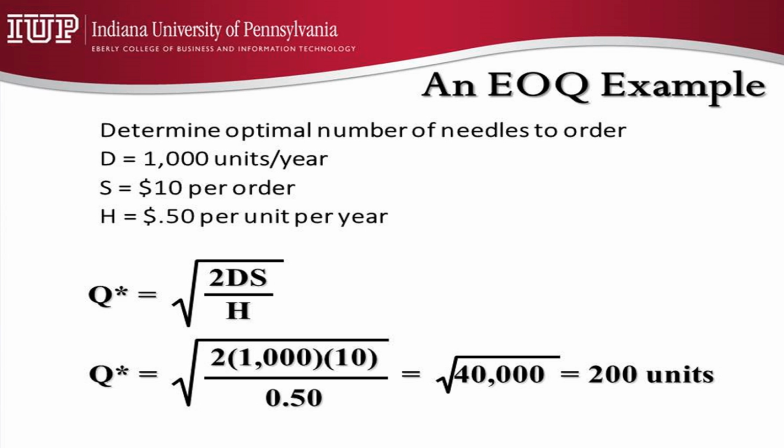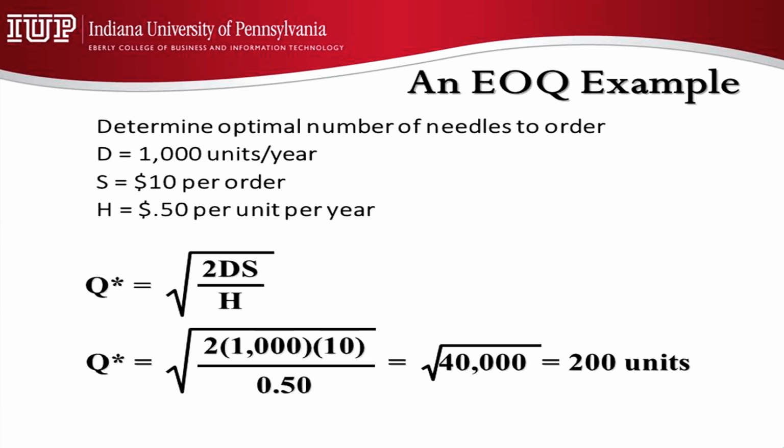So my annual holding cost is Q by 2, which is the average inventory, times H, which is the holding cost per unit per year. Finally, what have I done here? I have equated the two, the annual holding cost and the annual ordering cost. Don't forget why we are doing that.